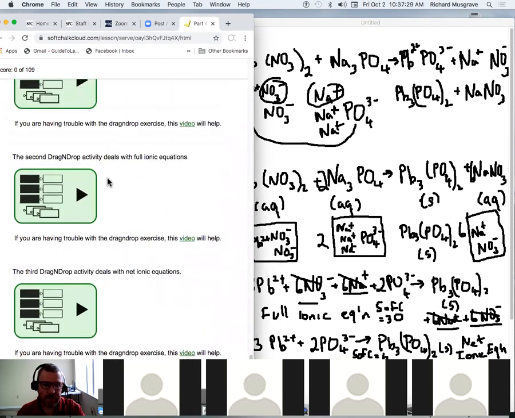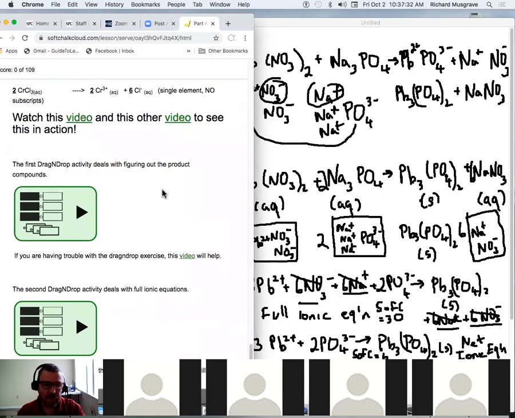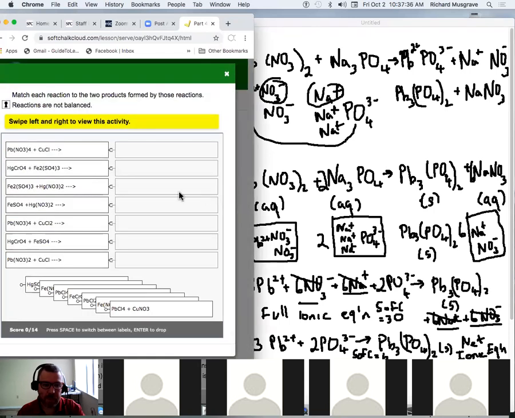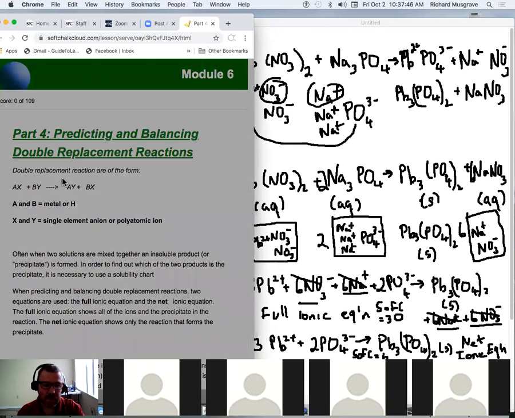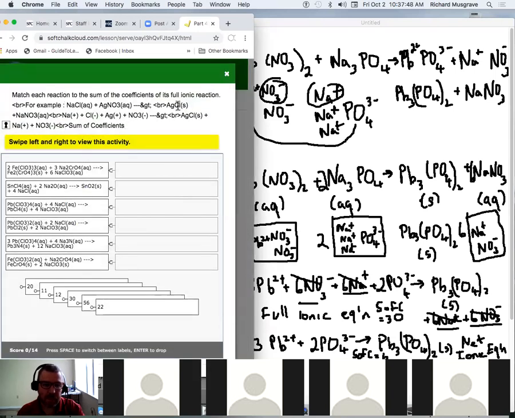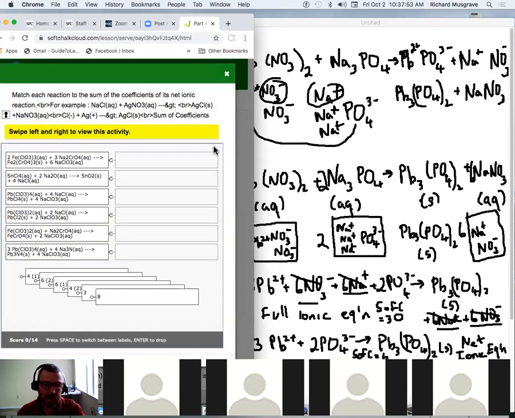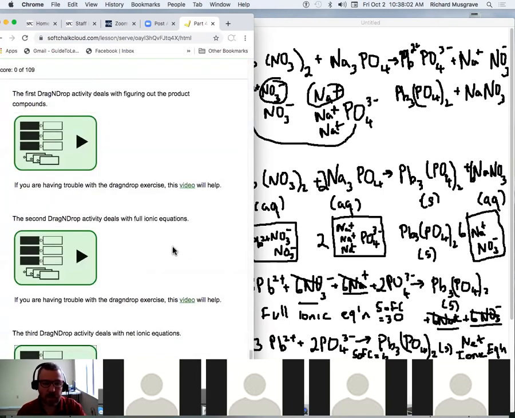So there's a number of interactive exercises here that are fantastic practice for figuring out the compounds that we're getting as products. The next one is about the sum of coefficients, the full ionic reaction. That's really good practice. And the last one here, the sum of coefficients of the net ionic equation. So, you know, you've got plenty of stuff here.